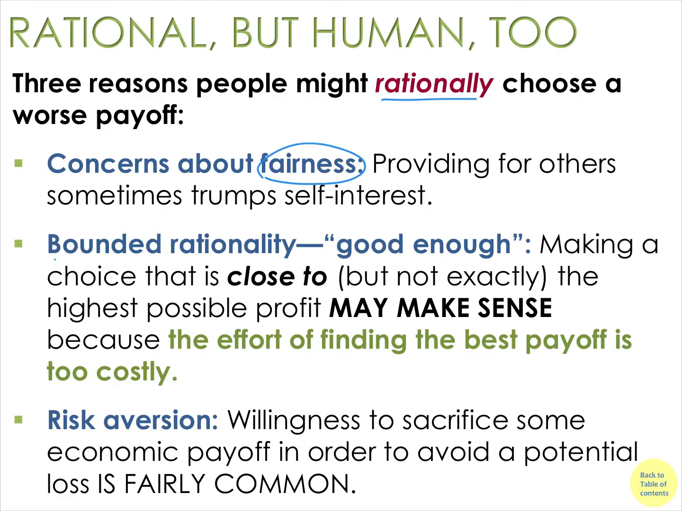Another idea is that we have rationality, but it's bounded by what we know. What we don't know is probably more than we do know. So the idea that we do the best we can given the information we have kind of makes sense, right? The effort of getting the information needed to be perfect with our decisions would just be too costly. And then another reason that we may look irrational but not really be irrational is that some of us are very risk averse. So we're willing to pay a lot to avoid an uncomfortable outcome.